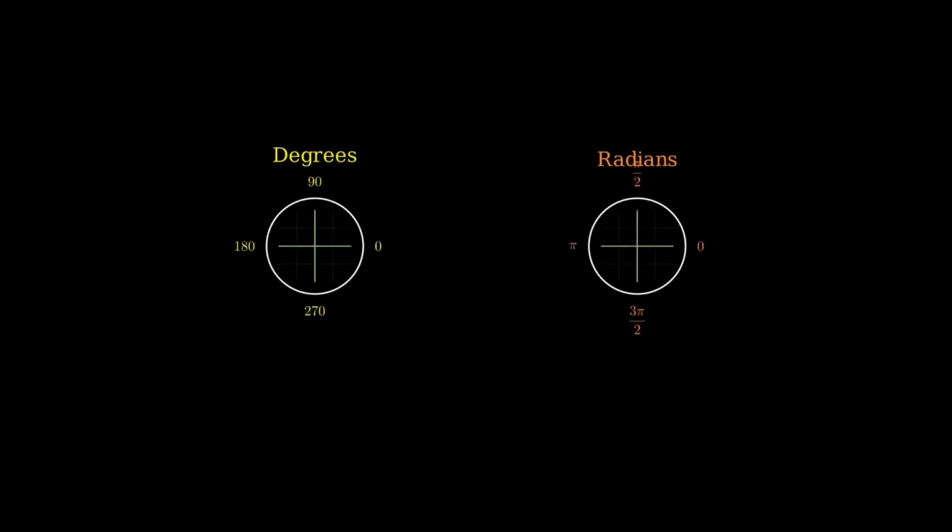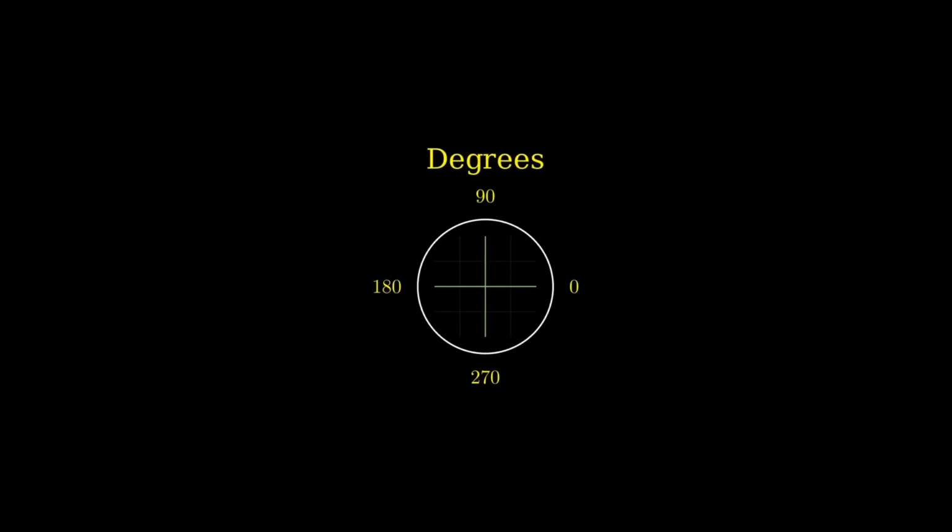The measure of an angle tells us how much rotation has taken place from the initial side to the terminal side. There are two main systems we use to describe this measure: degrees and radians. The degree measure is the more familiar one. It divides a complete revolution into 360 equal parts, called degrees.